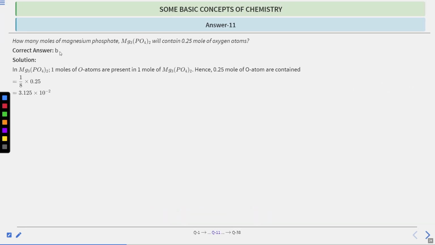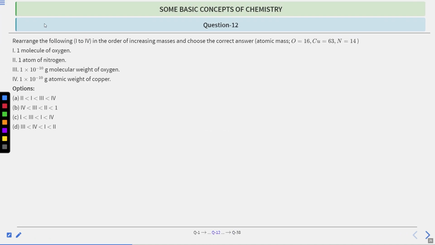So the correct option will be B. How? In Mg3(PO4)2, 1 mole of oxygen atom is present in 1 by 8 mole of Mg3(PO4)2. Hence, 0.25 mole of oxygen atoms are contained in 1 by 8 multiplied by 0.25, that is 3.125 into 10 to the power minus 2 moles of magnesium phosphate. So this will be the answer. Moving on to our question 12.